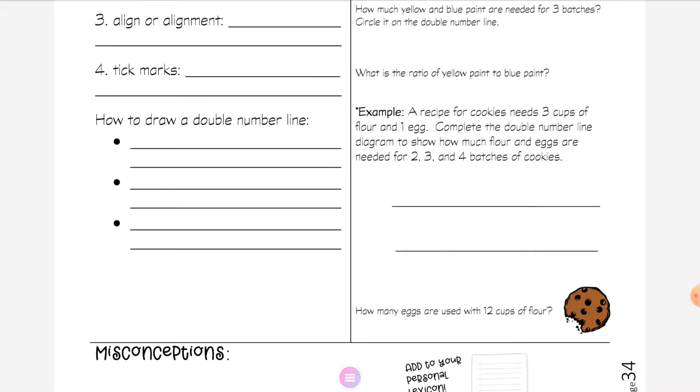What information does it give me? For how many batches? 4 batches of cookies. We need to start with 1 batch, yes, and then build it up. So first, this one does not have labels, so let's add them in. What's 1 label?